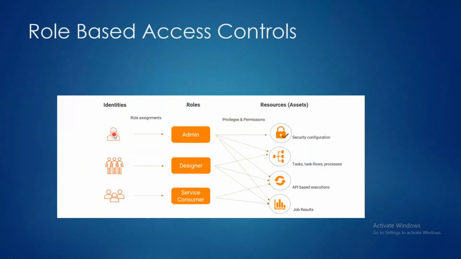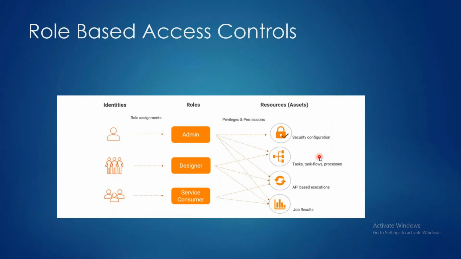So when we talk about different role-based access controls, or RBAC, right? When you have role-based access controls in Informatica Cloud, you have an admin who's a super user, having all the privileges to create tasks, jobs, task flows, and processes. So if I'm an admin, I'll have super access to everything, right? And a service consumer or a designer.